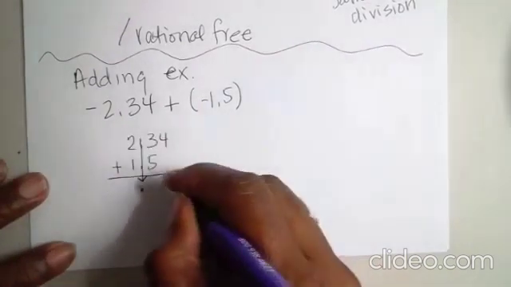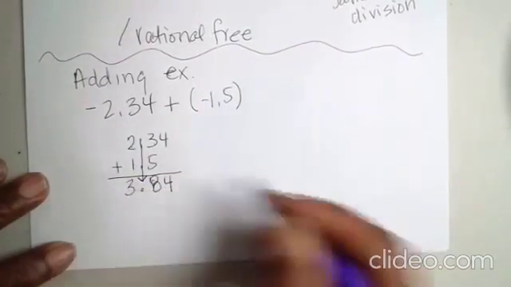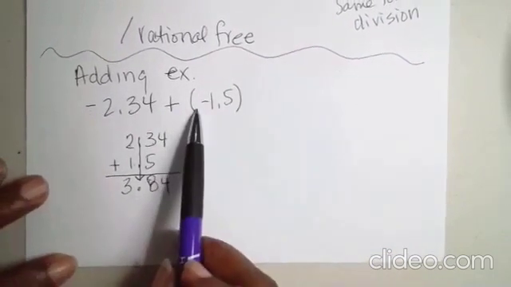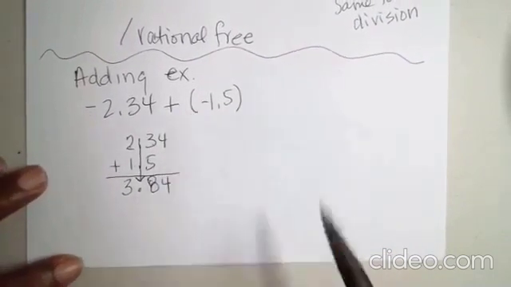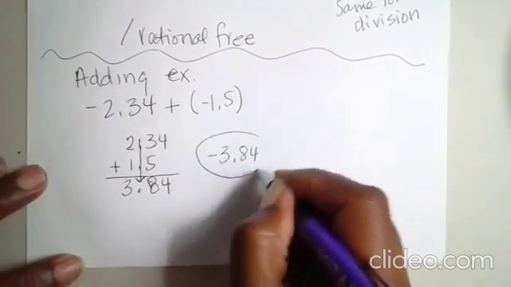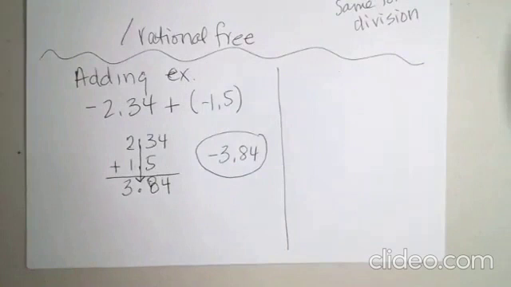4 and nothing equals 4. 3 and 5 is 8. 2 and 1 is 3. So because these two addends are negative, our answer is going to be negative. -3.84 is our answer to that one.